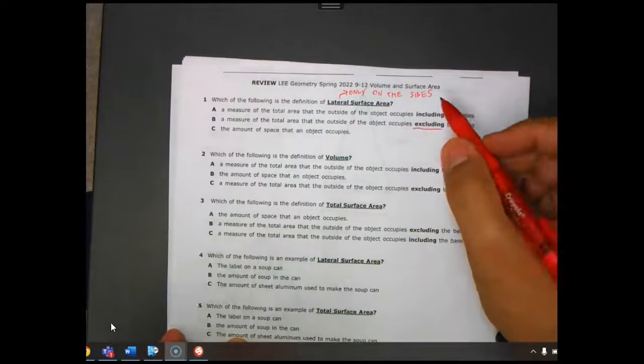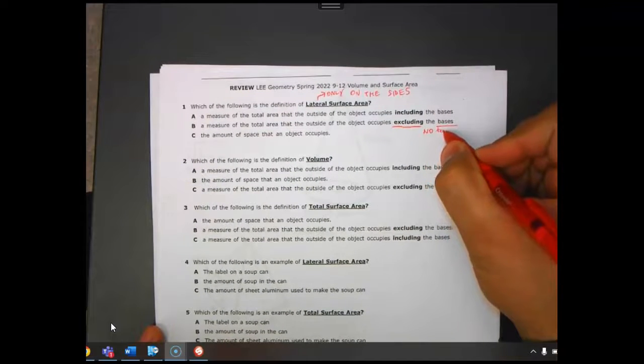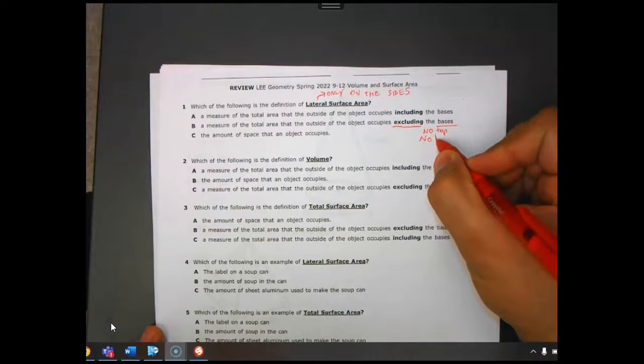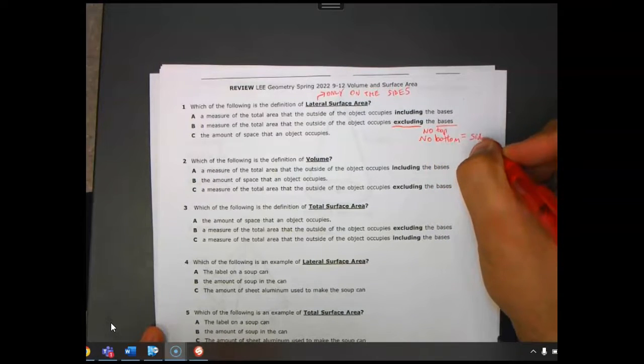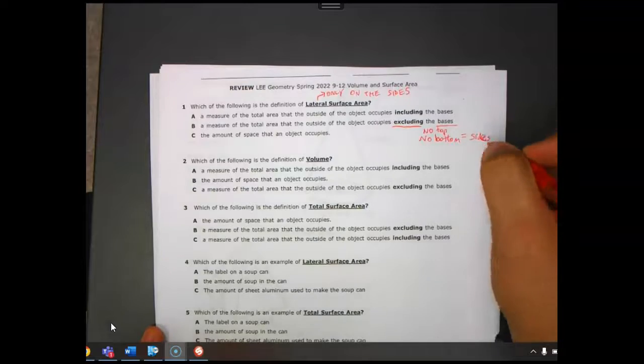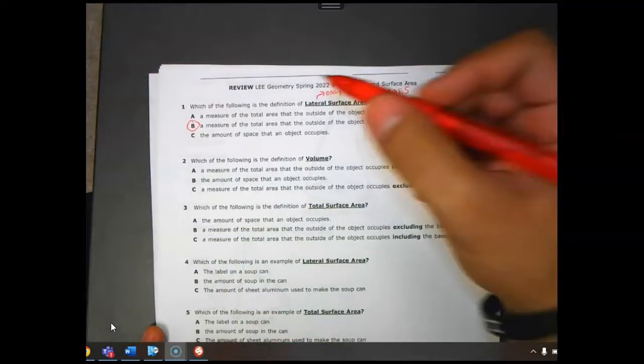If you have no bottom, no top, no bottom, right? What does that mean? That means only the sides. So if you exclude the bases, that is lateral surface area.